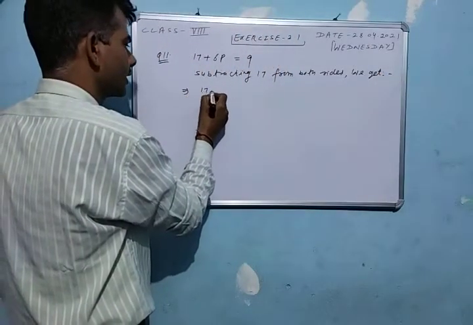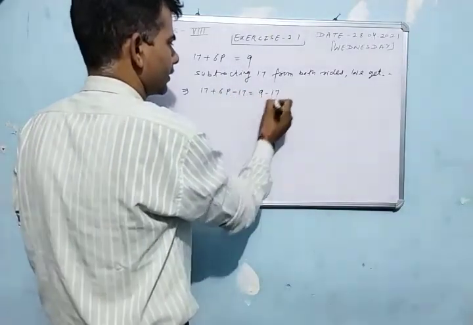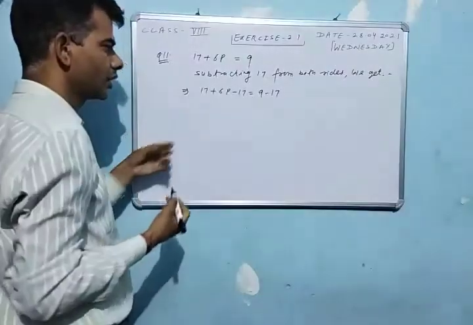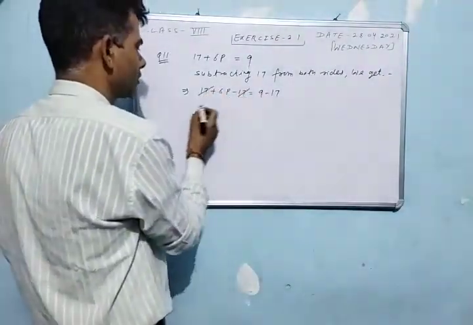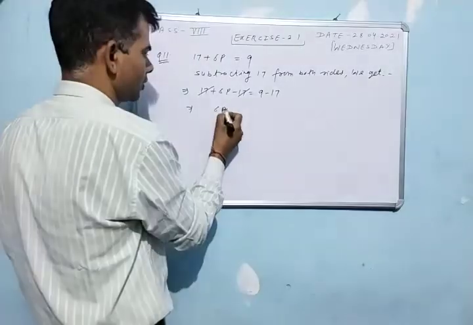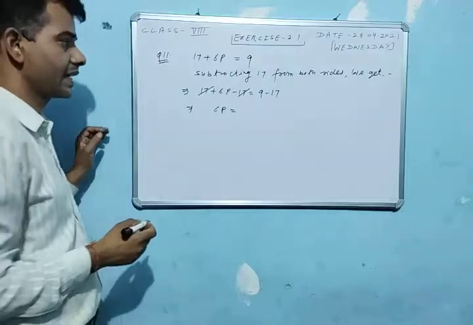Now students, 17 + 6p - 17 = 9 - 17. Now we have to find the value of p. 17 cancels out, so 6p is equal to 9 minus 17, that is -8.